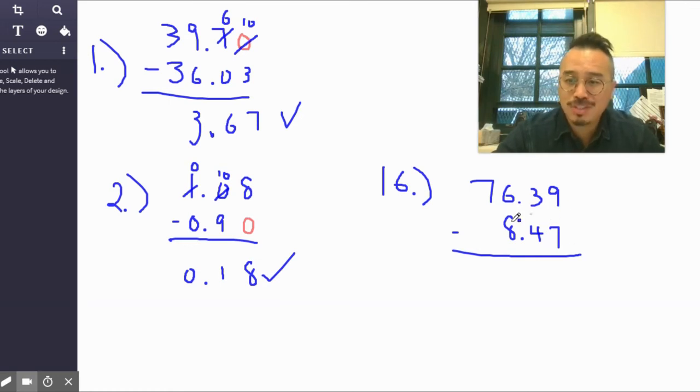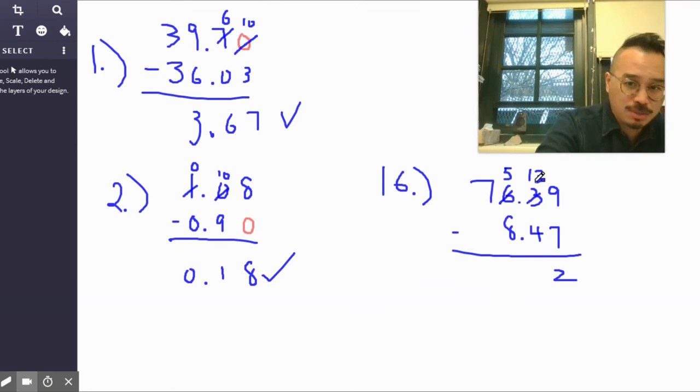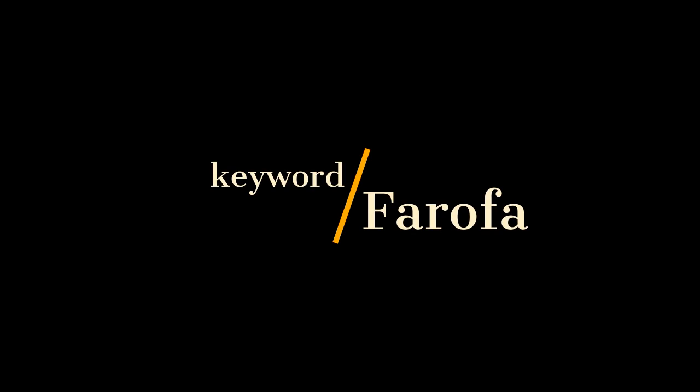Now, there's no zero to place, no placeholder here, like here and here. So that's 2, and here you've got to borrow from the 6. That turns into a 5, and that turns into a 13. Now, let me just double check the question to make sure I'm writing it correctly. Let me look at my textbook. Okay, all right.